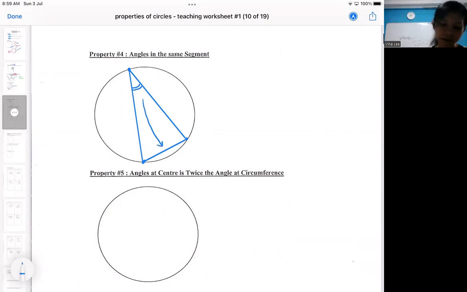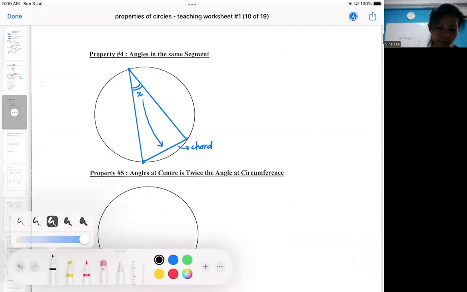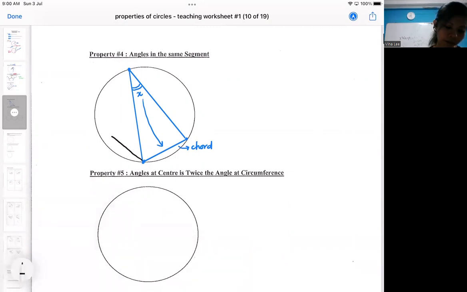This angle is sitting on the circumference. From this chord, you can create any angle on the circumference. Because it's any angle on the circumference, you can also create it this way. That means any one of them. All the angles on the circumference will be facing that same chord.